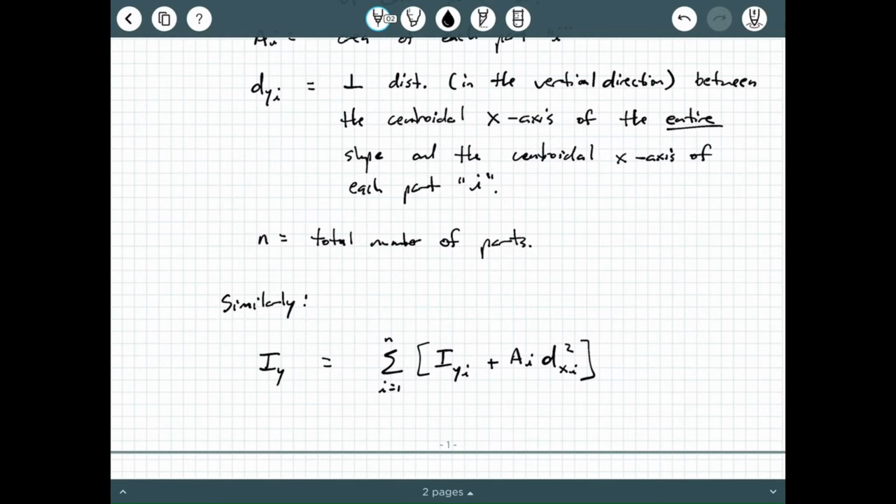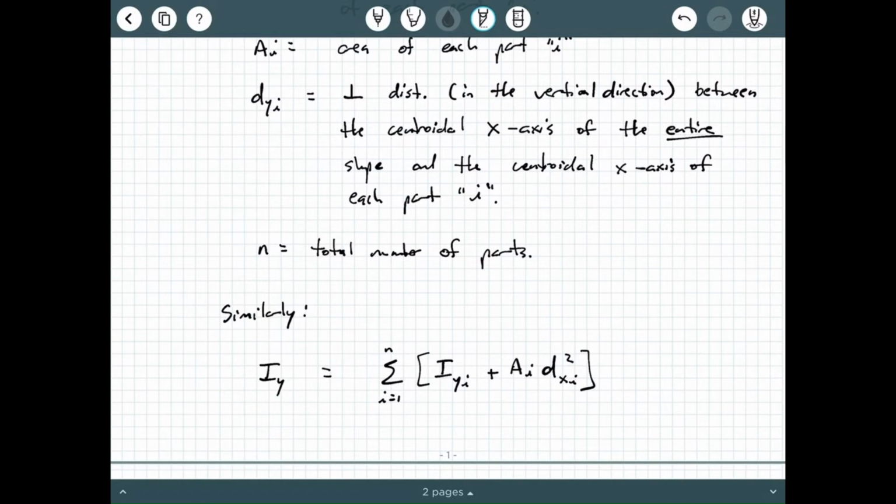And each of these terms has a very similar definition. One thing to note is you have d sub x sub i that you're using in the I sub y formulation. And the definition of d sub x sub i is similar to d sub y sub i. It'll be the perpendicular distance, but in the horizontal direction between the centroidal y-axis of the entire shape and the centroidal y-axis of each part i.